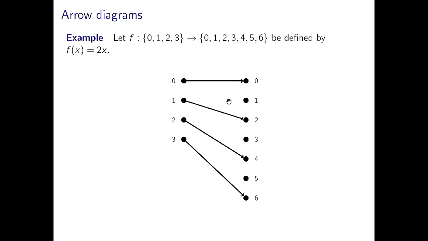Great. And how can we tell that this is not onto? Because there are some things on the right that don't have arrows coming into them, right? Okay, great. So image 0, 2, 4, 6, not onto. Is this making some sense to everyone? Okay.